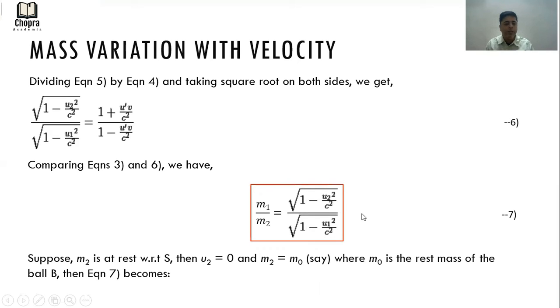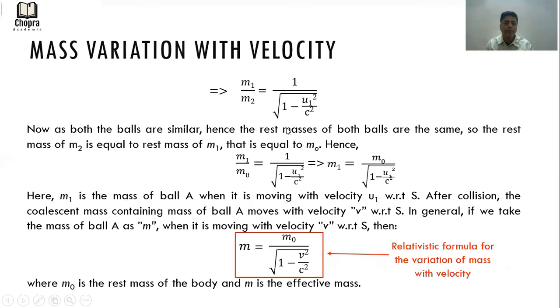Then u2 is equal to 0 because M2 is at rest, and M2 is equal to M0, where M0 is the rest mass of the ball B. We already said that these are identical masses, if you remember. Then equation 7 becomes M1 by M2 is equal to 1 by root of 1 minus u1 square by c square. So it has simplified now.